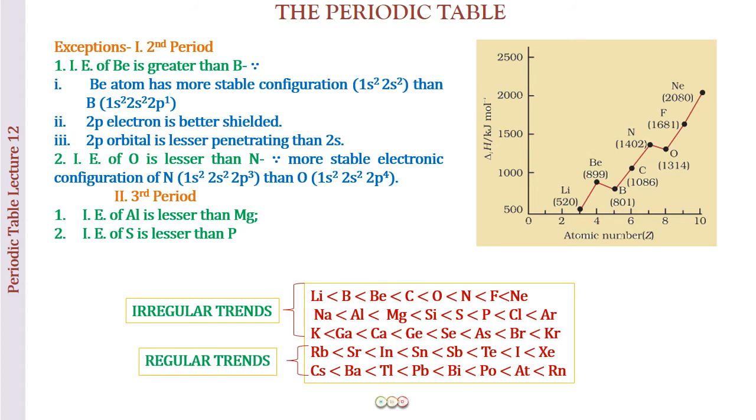Next, we can similarly see the trends for the fourth period, where the ionization enthalpy of gallium is less than that of calcium, and for selenium it is less than that of arsenic. Remember that the fifth and the sixth periods follow the regular trend. Regular trend means that from rubidium to xenon and cesium to radon, there is an increase in the ionization enthalpy values with increase in the effective nuclear charge, or atomic number, as we move from left to right in the period. There is no irregularity like we have seen in the second, third and fourth periods.